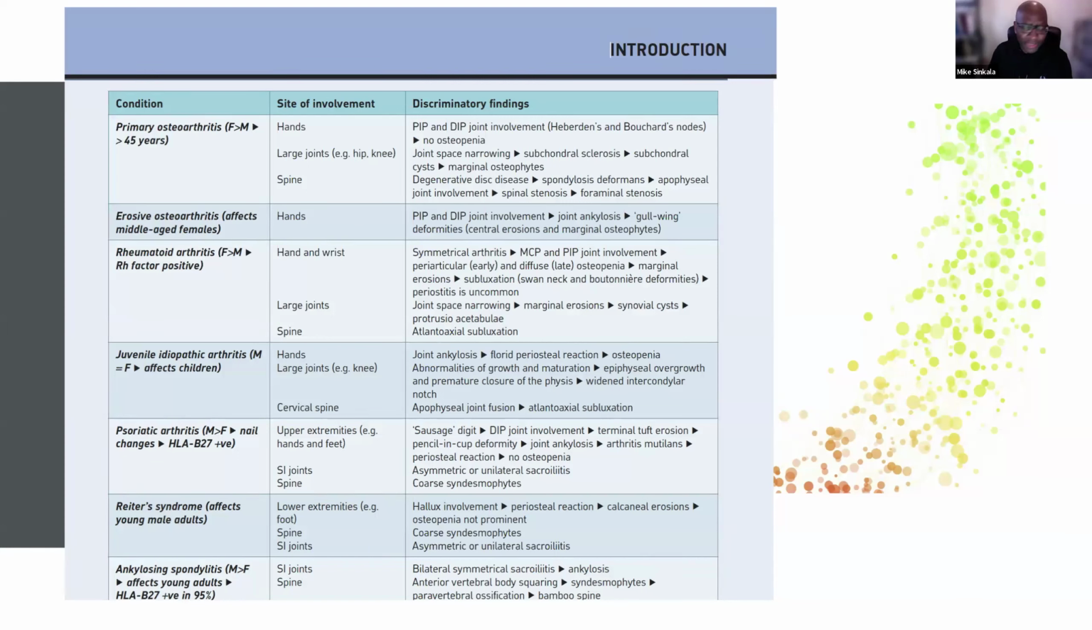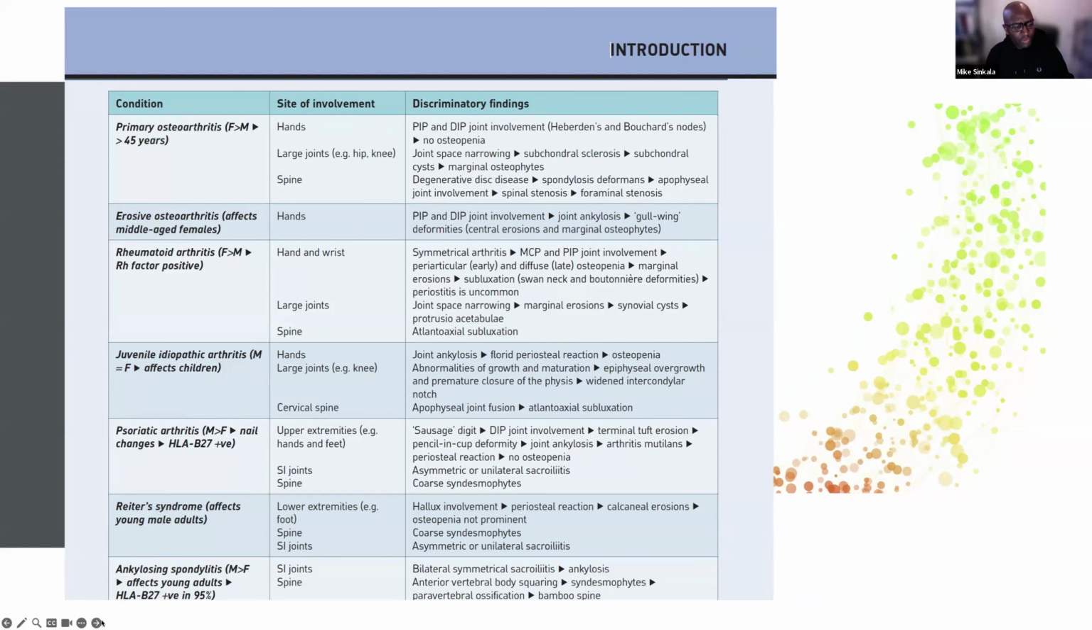Then the other one is erosive arthritis. Again, it is quite predominant in the hands, where you see erosions that are called central or marginal, with marginal osteophytes. You tend to see these in the proximal interphalangeal joints and the distal interphalangeal joints. The other type of arthritis you look at is rheumatoid arthritis. Again, rheumatoid arthritis affects the hands and large joints, and all of these are different types of arthropathies that we are possibly going to look at.